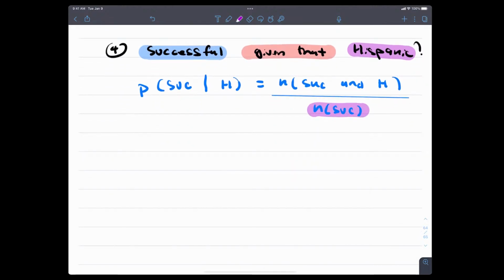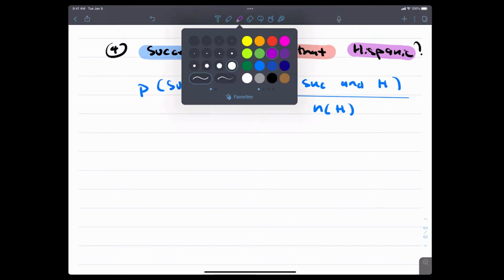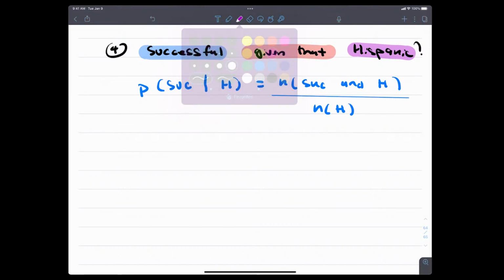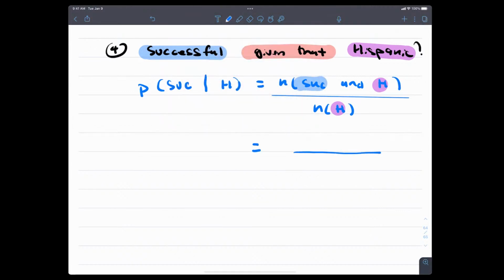So, I'm sorry, I have a mistake. This is out of Hispanics. Okay? So we're just going to apply the definition that we've been applying, this conditional probability. We're looking at these demographics now. Okay?